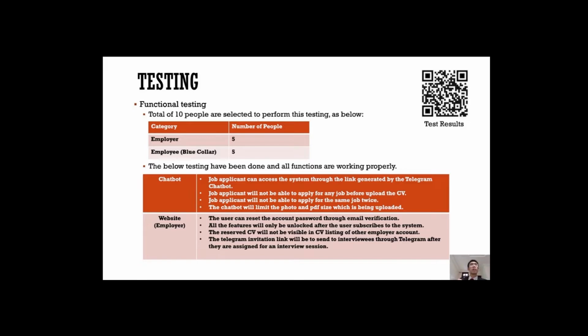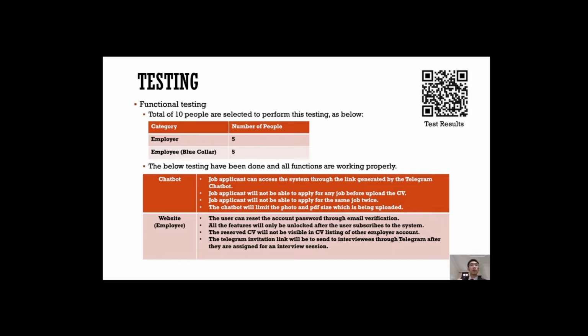However, right now we have some deployment issues and our team decided to only do the testing once we successfully deploy our project. So for now, we do not have any test results, but we will be storing all the test results in Google Drive, which can be accessed using the QR code at the top right corner. And besides that, we also make sure that all the main features in our project are actually working. For our chatbot, the job applicant can access the system through the link generated by the Telegram chatbot, and the job applicant will not be able to apply for any job before they upload their CV.